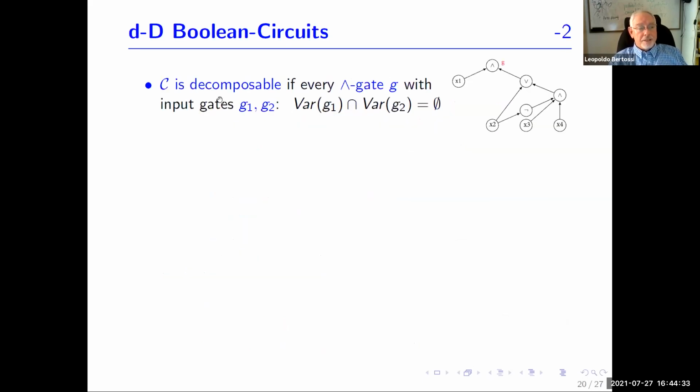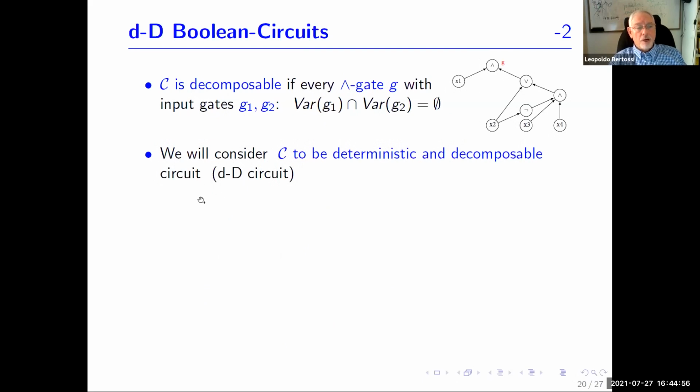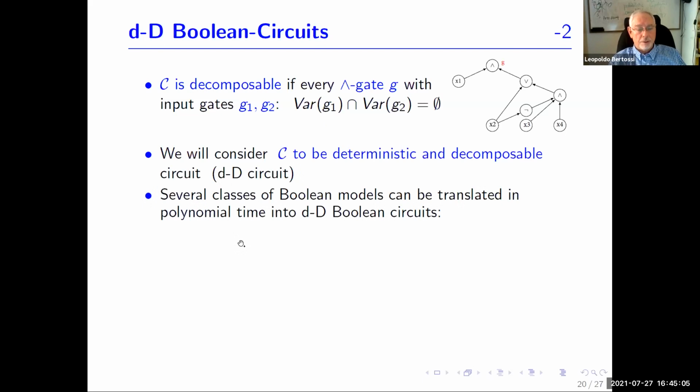And now C is decomposable if for every AND gate, the one over here for example, with input gates G1 and G2, the intersection of the sets of associated variables is empty. This is G1, this is G2. The variable here is X1. So they have an empty intersection of sets of variables. So we will consider the classifier C to be a deterministic and decomposable circuit. This is what we call the DD circuit. Everything is going to be based on those circuits.